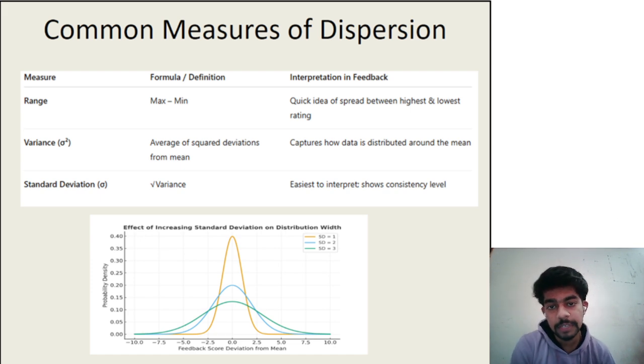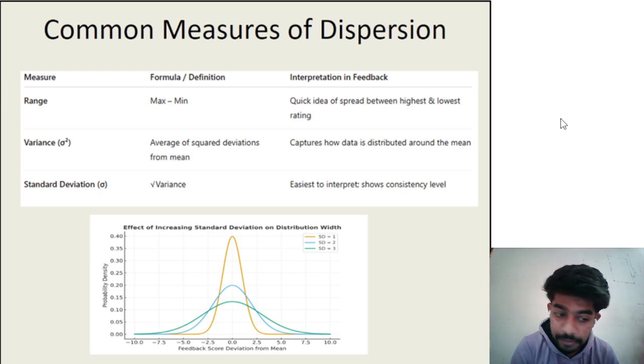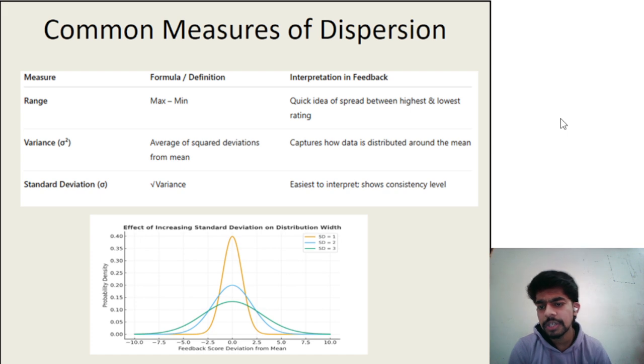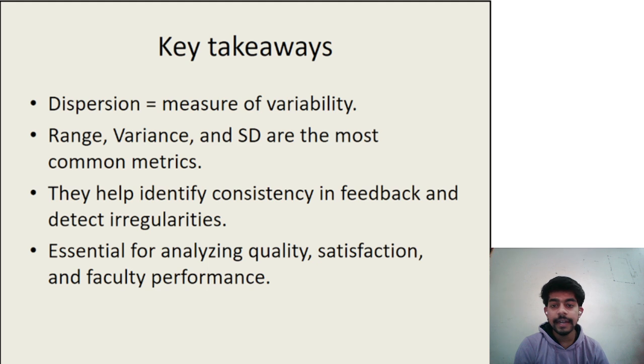Now the common measures of dispersion as asked. So first is range. Range is the simplest measure, giving the difference between maximum and minimum ratings. Next is variance. Variance measures how far ratings are spread out around the mean. Last one is standard deviation. It is the square root of variance, and it shows spread in the same units as the data. Here is the graph showing the effect of increasing standard deviation on distribution width. Let's move on to the next slide.